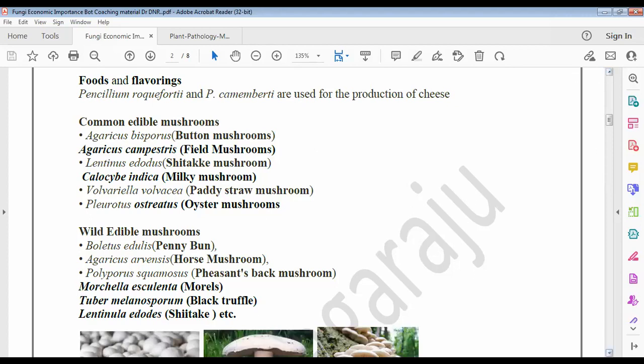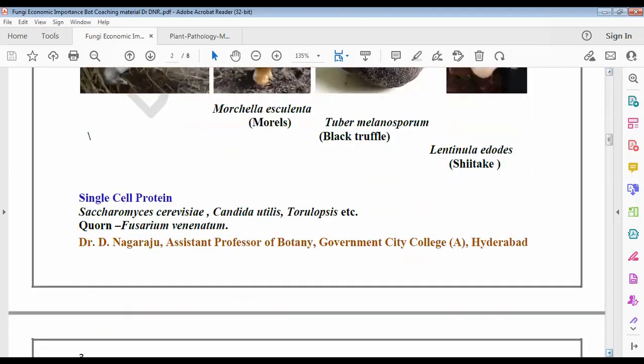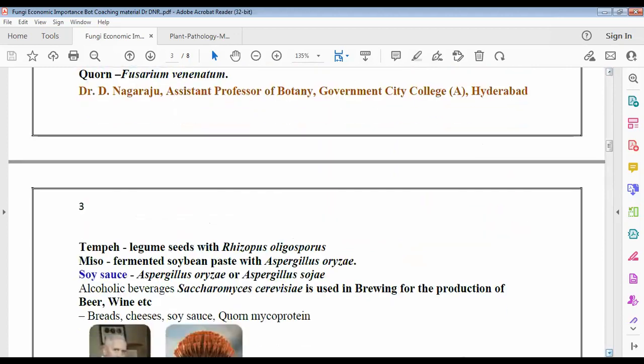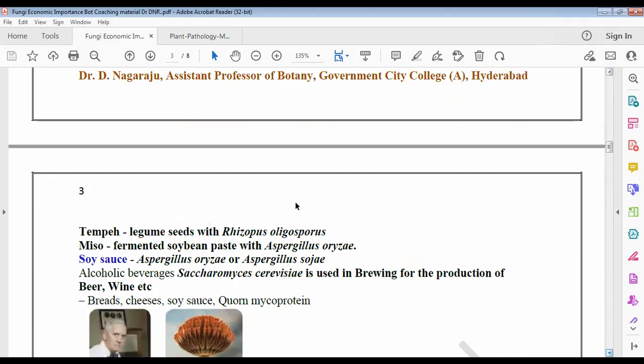And you know the single cell proteins. Yeast, Saccharomyces cerevisiae, Candida, Torulopsis, and many other single cell fungi are used in single cell protein production. That means, having a single cell, they are rich protein resources. That's why we call them single cell proteins.